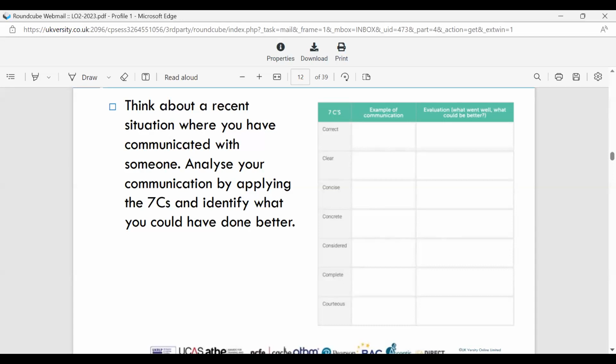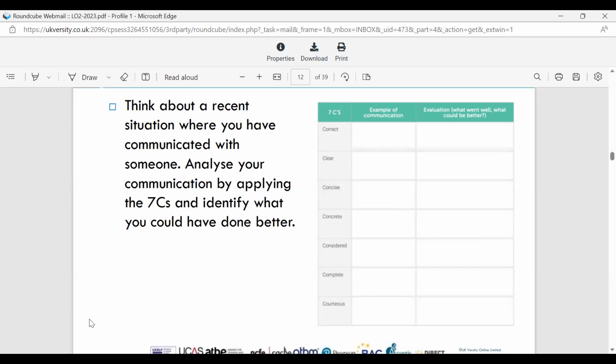And then you've got courteous as well. That's what tone did you give the information in? Was it in a rude manner? Was it in a comfortable environment where the person was able to feel comfortable to receive what you were supposed to give?